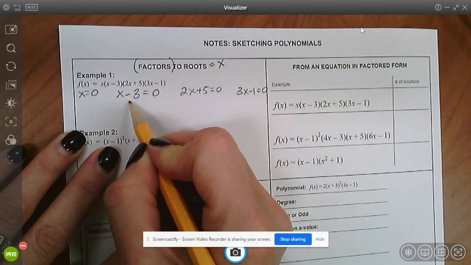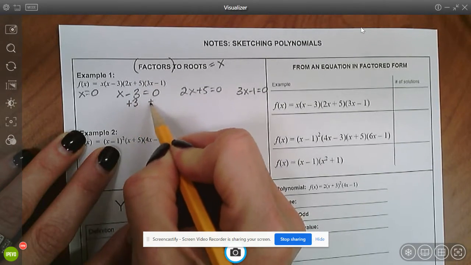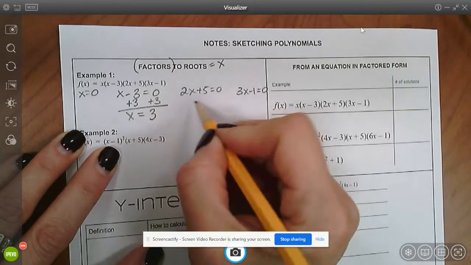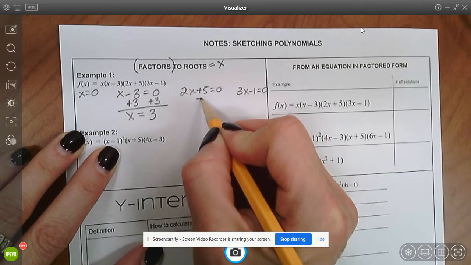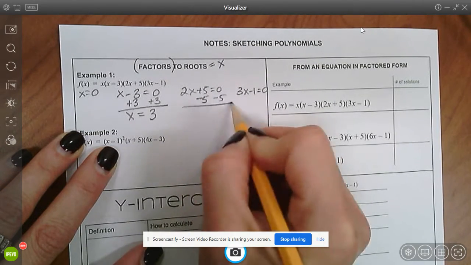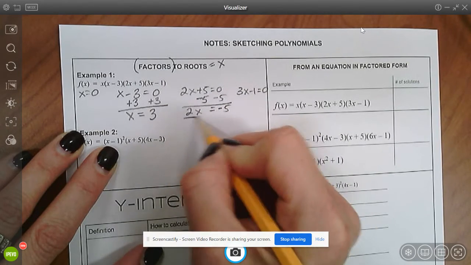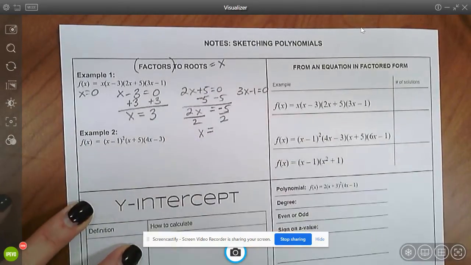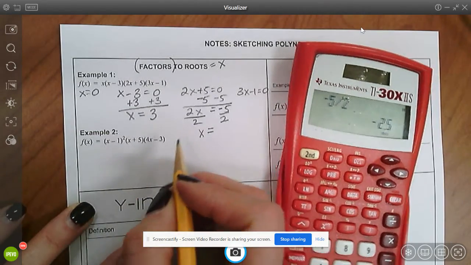To find the solution for x minus 3, we need to do the opposite of x minus 3. We're going to add 3 to both sides, and we get x equals 0 plus 3 is 3. These two are actually two-step equations. So first I'm going to undo the addition with subtraction, and I'm left with 2x equals negative 5. Divide both sides by 2, and I get x equals, and I can put this in my calculator. We're okay to get a decimal here. Negative 5 divided by 2 is negative 2.5.